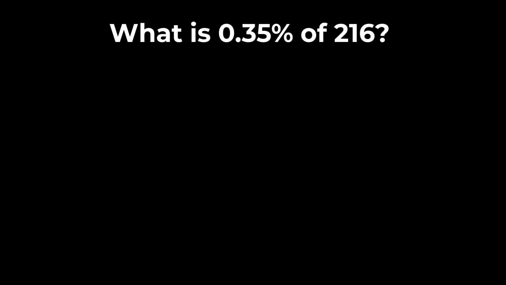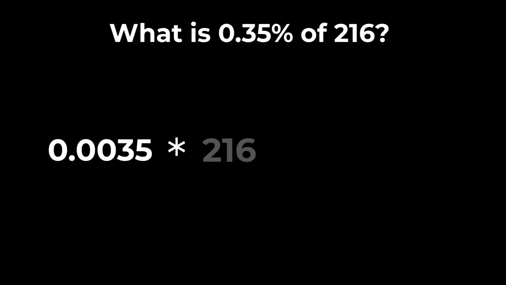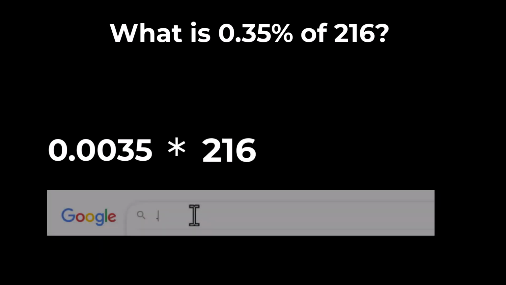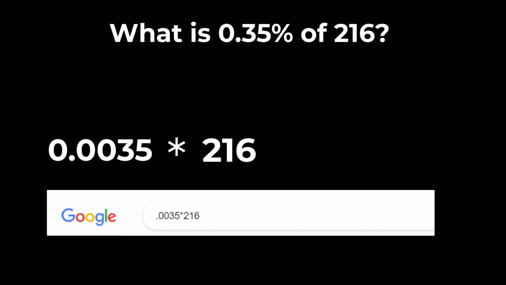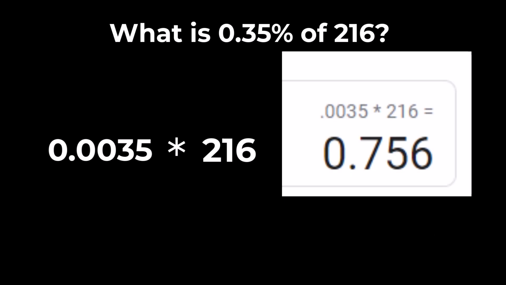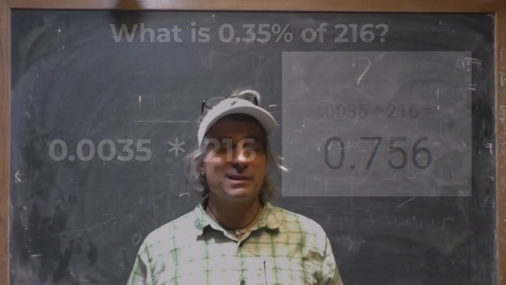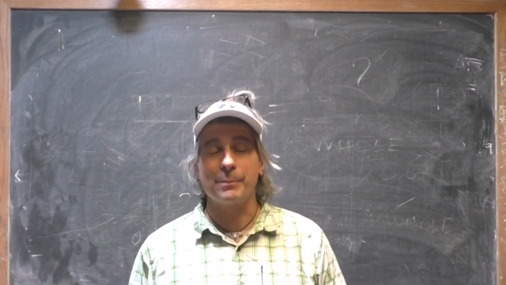Actually, you don't even have to think about that. It's the same procedure from before. Take the percent, change it to a decimal by moving the decimal point 2 places to the left. That will become 0.0035. Of means to multiply, and the whole is the 216. Let's go crunch the numbers, and we see that 0.35% of 216 is about equal to 0.756. Okay, my friends, this brings us to the end of Percent Bootcamp.